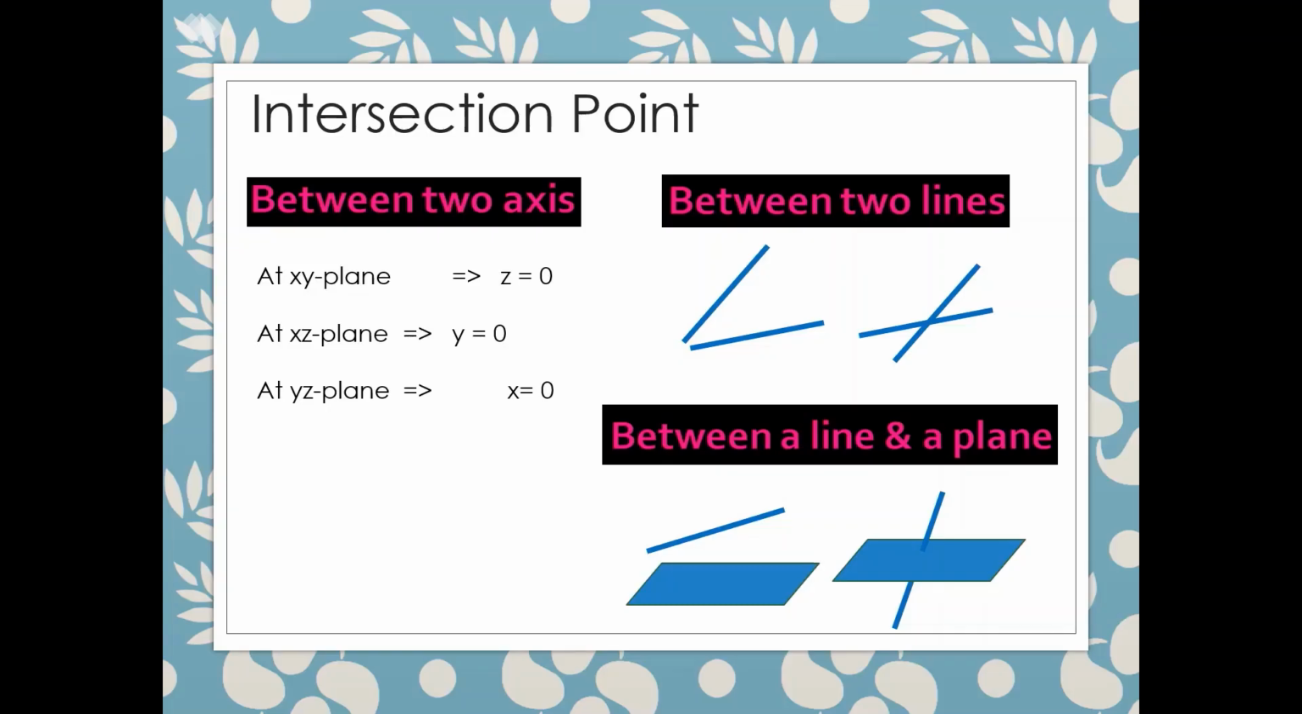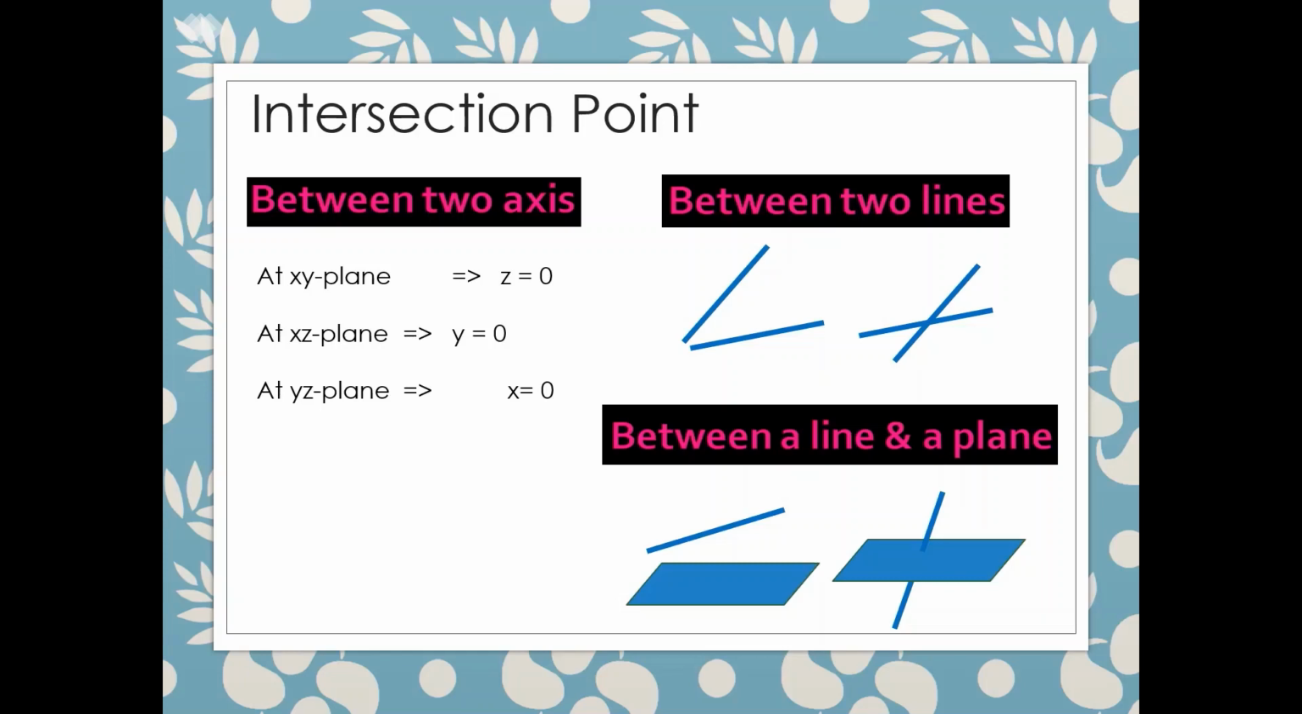Determine the intersection point. There are three cases that you need to consider. The first case is when you need to find the intersection point between a line and the two axes. Take note that when the line meets the xy plane, that means the z should be equal to 0. When the line meets the xz plane, y should be equal to 0, and when the line meets the yz plane, x should be equal to 0.